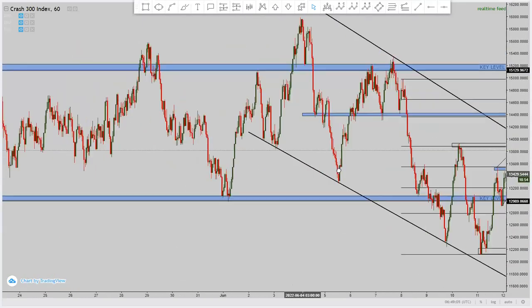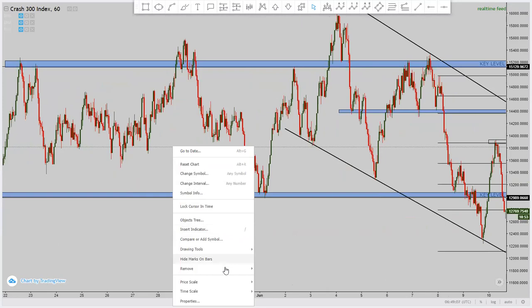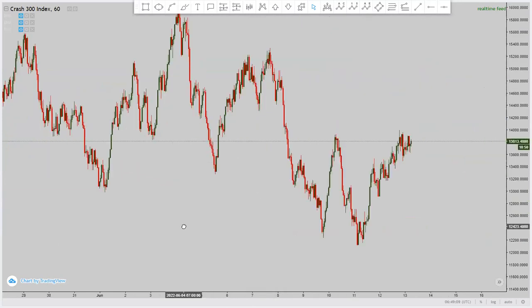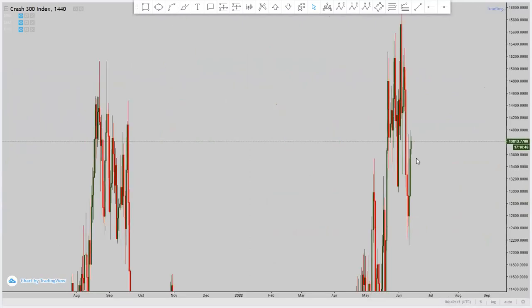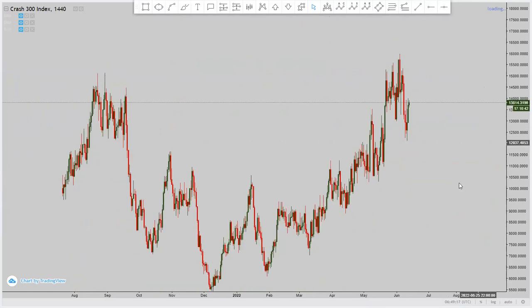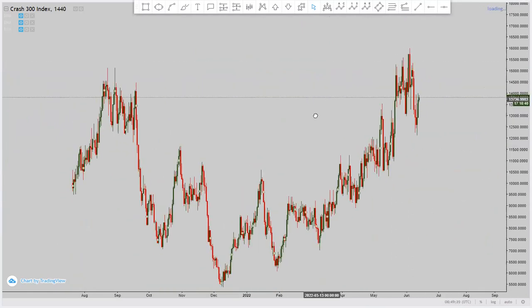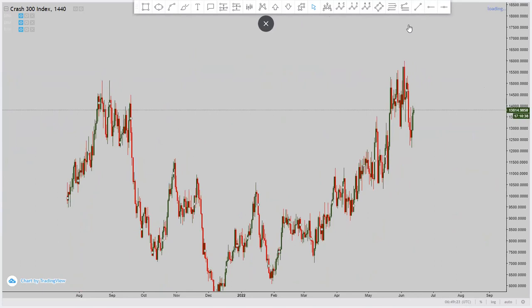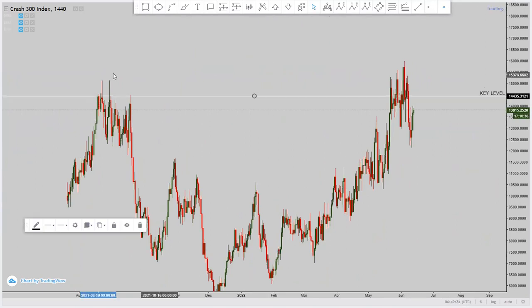So, okay, let me just try to delete these things. So Crash 300 is still within our selling range, because our selling range is always a resistance, is always a selling range.